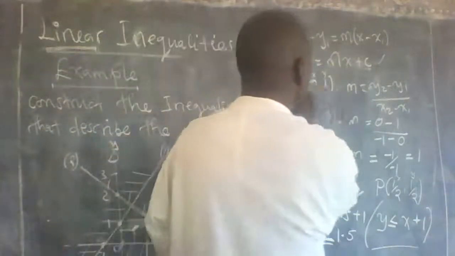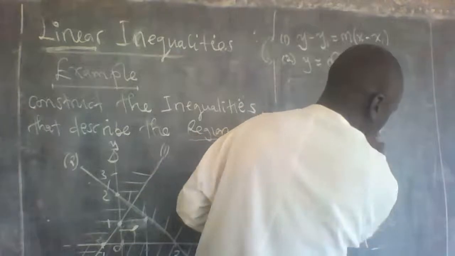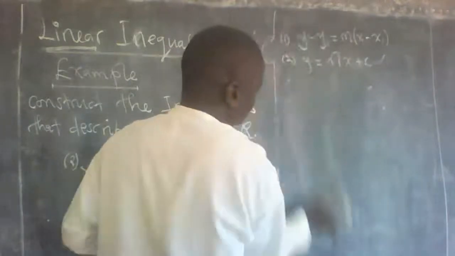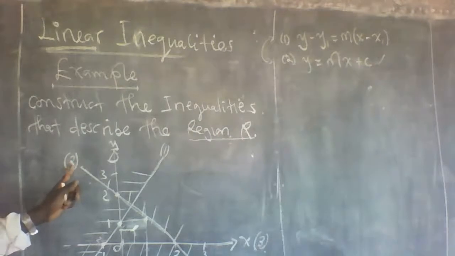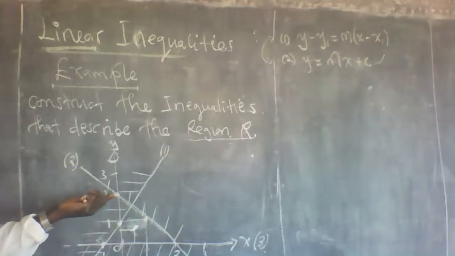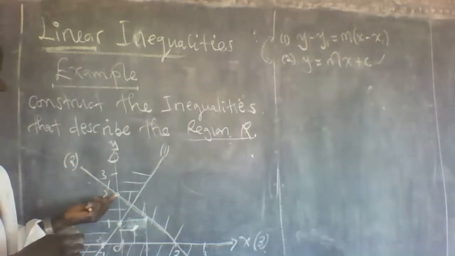So I'm going to wrap this. If you look at equation 2 also, the line is passing through the y-axis at 2. So therefore, the y-intercept is 2.